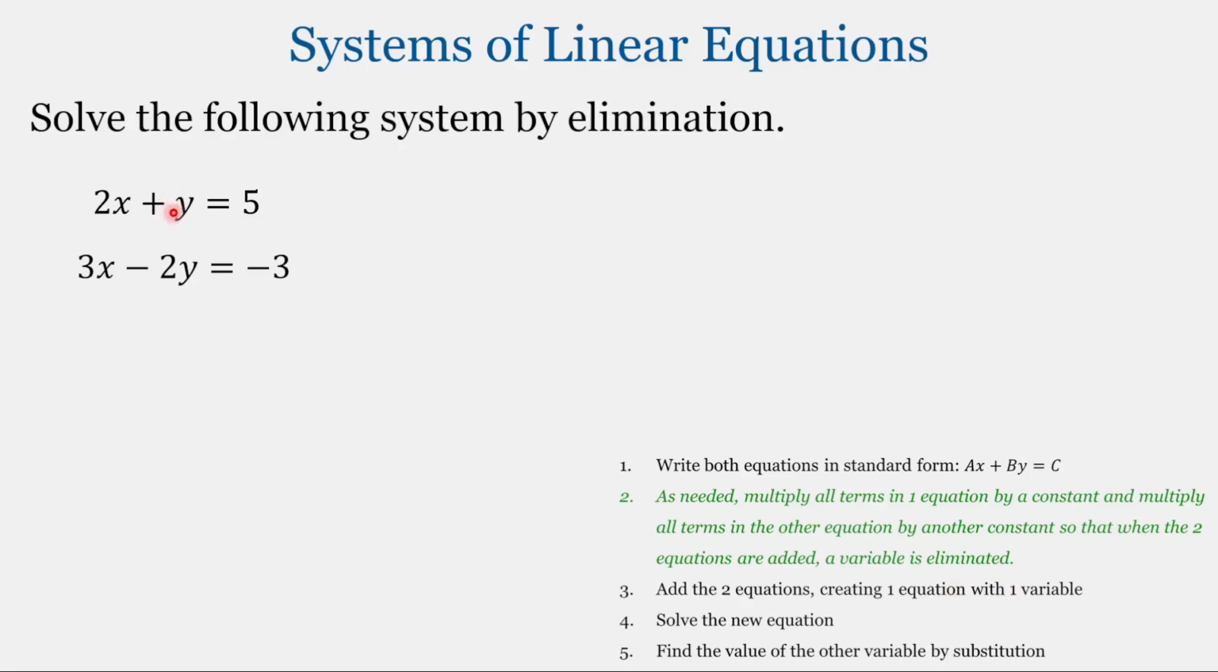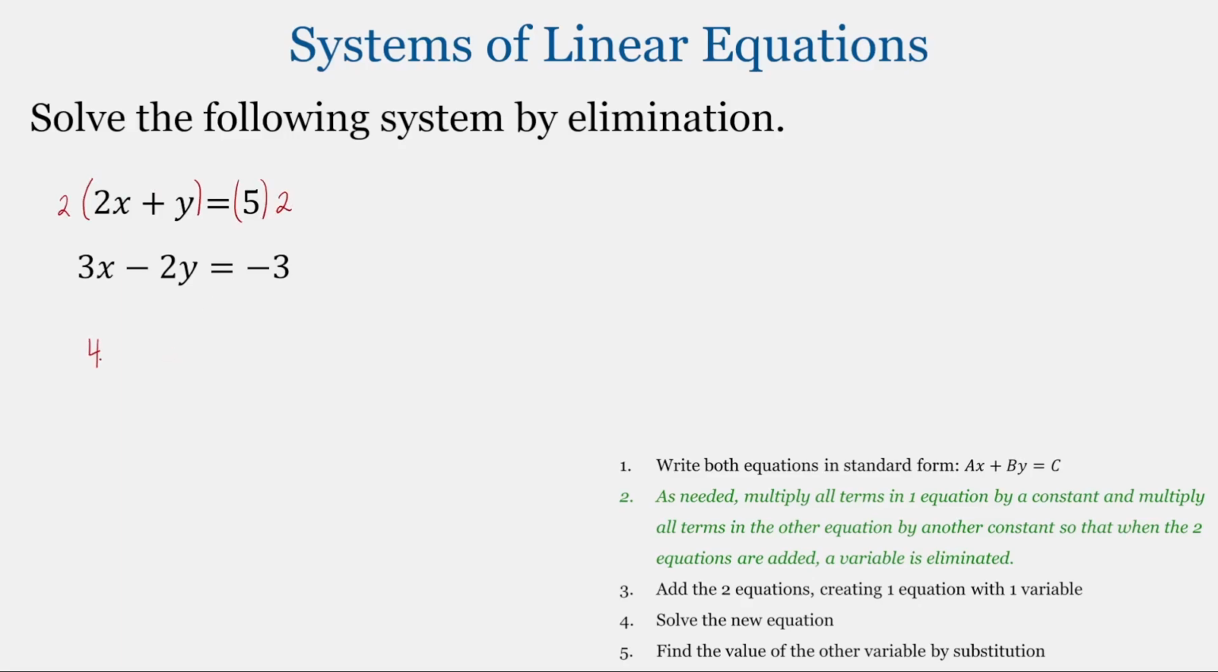But instead of having one y, if we had 2y, we would be able to eliminate this y variable when we added the two equations. But you can't just multiply one term by a value. You have to multiply both sides, every term in the equation, by that value. So what I'm going to do is multiply all terms in the first equation by the constant 2. We're going to multiply the left side by 2, and we're going to multiply the right side by 2.